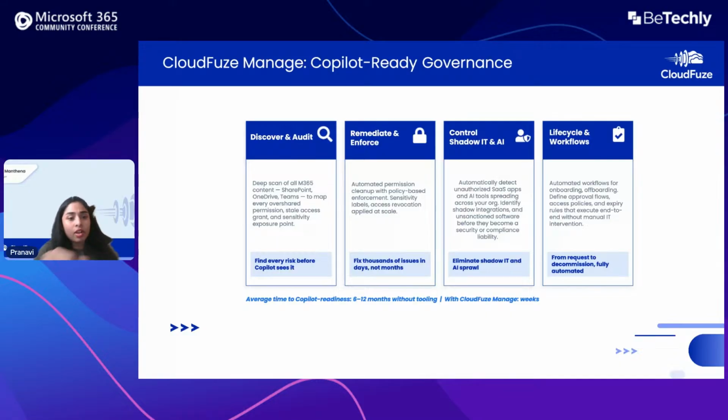One being the discover and audit phase. Before you fix anything, you need to see what is there, right? So CloudFuze does a deep scan across your entire M365 environment, your SharePoint, your OneDrive, and it maps every overshared permission, every stale access grant that was granted and then forgotten about, every sensitivity exposure point. And most organizations are genuinely surprised by what we find there.